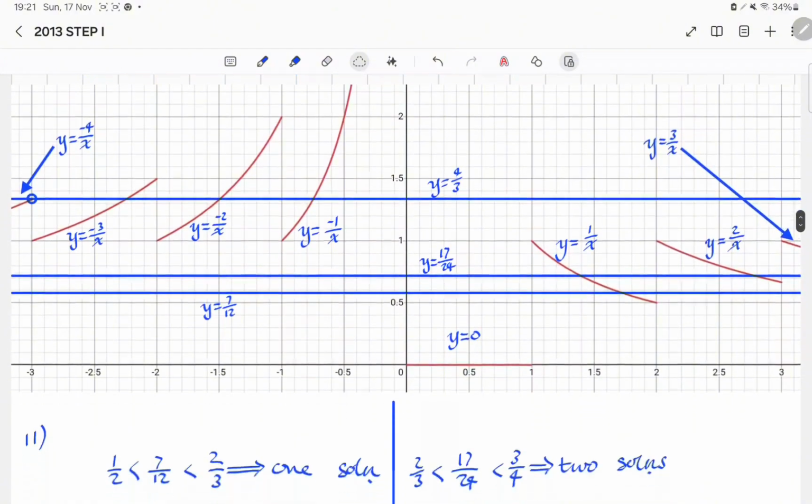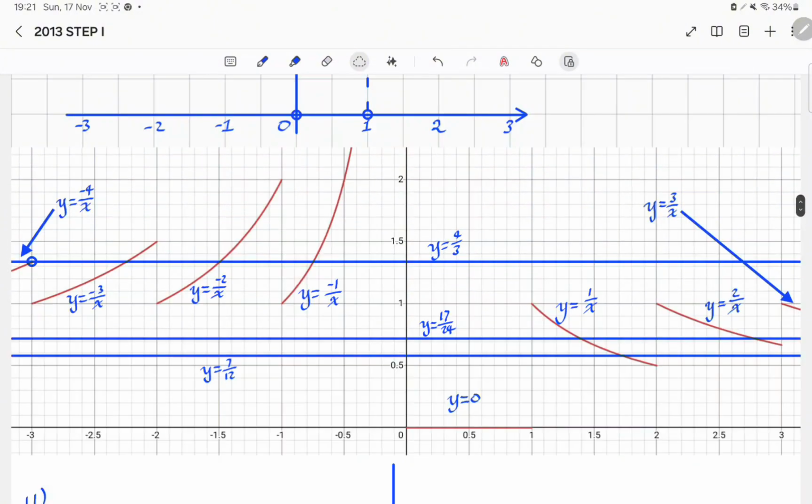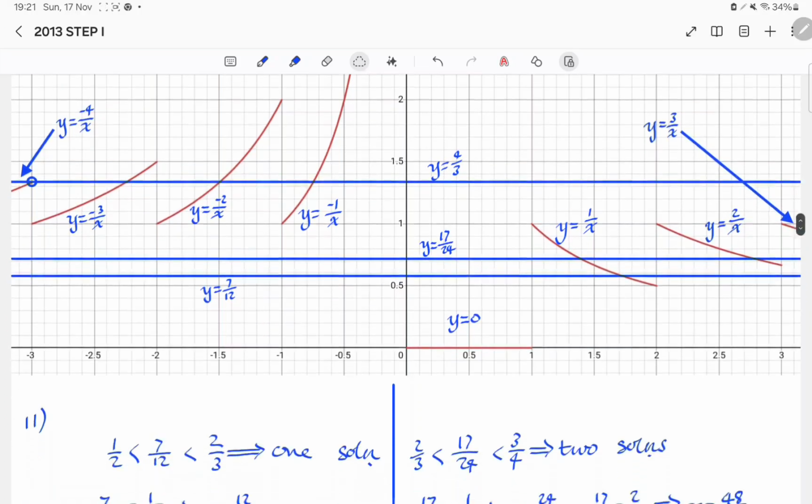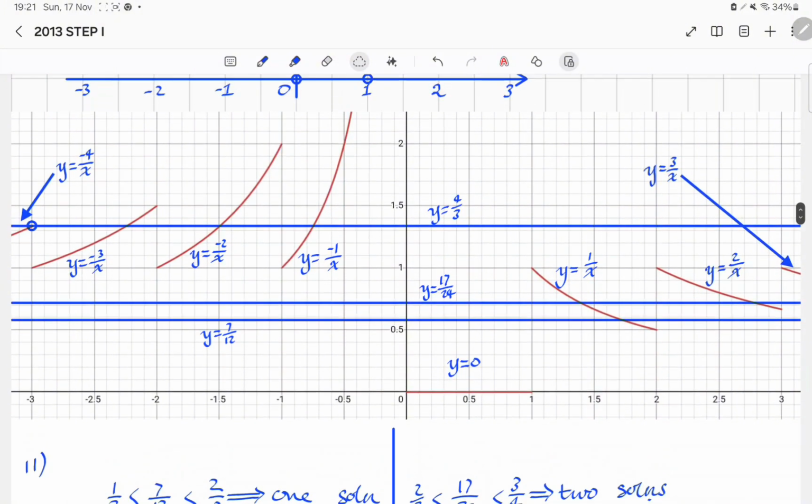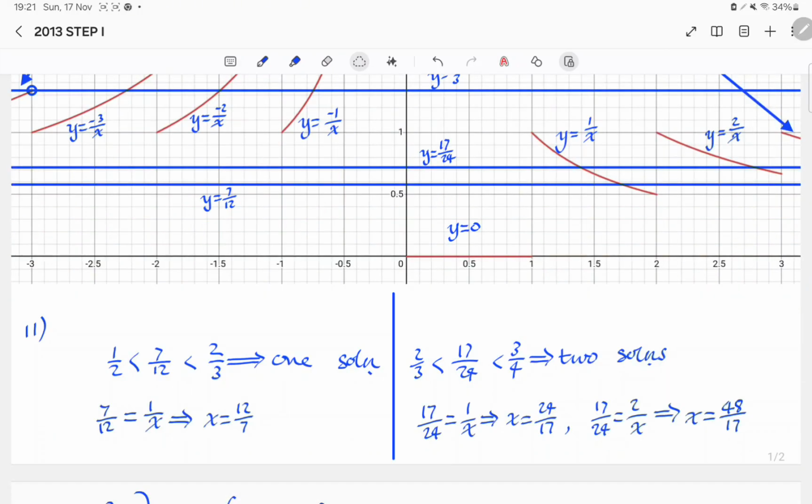Now, we can move on to part 2. Here, we'll draw in the line y equals 7/12. We'll notice that it's between 1/2 and 2/3, and therefore it will lie between the endpoints of the 1 over x section and the 2 over x section. This means, of course, that the line has only one solution. We can solve it by equating 7/12 to 1 over x to get x equals 12/7.